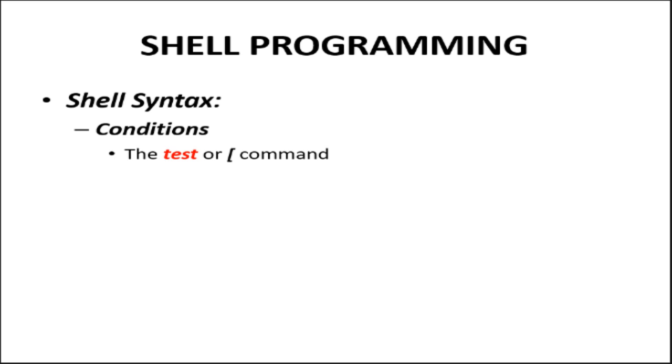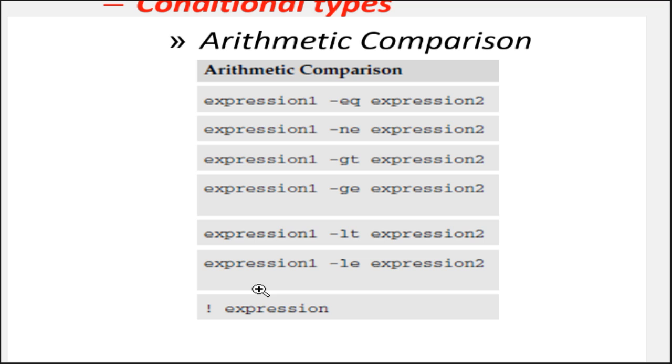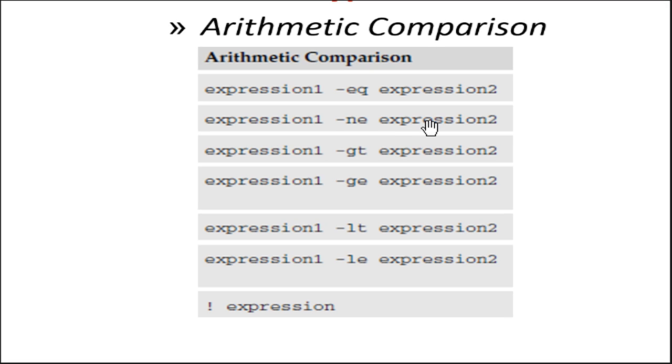And the following table shows the arithmetic comparison, where expression 1 = expression 2 returns true if the expressions are equal, and expression 1 != expression 2 returns true if the expressions are not equal. Third one, if expression 1 is greater than expression 2, it returns true. Fourth one, if expression 1 is greater than or equal to expression 2, it returns true.